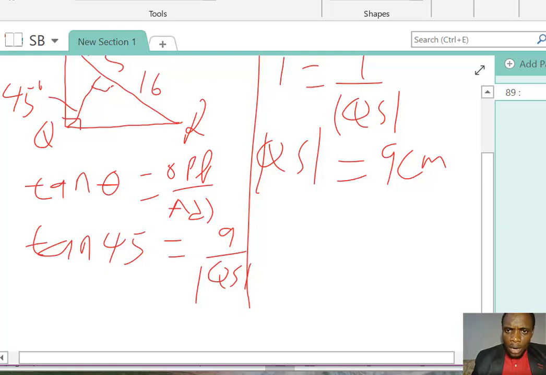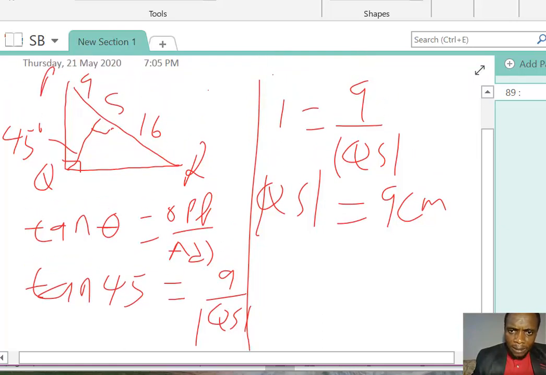If you look for QRS, since we have this side as 9, in the triangle QRS, this side is QS, right? It is the opposite to the angle QRS, while this other side here is the hypotenuse. We are interested in this 16 that is given, so this 16 is going to be the adjacent. So we are still going to use tan theta, where we are now looking for theta.